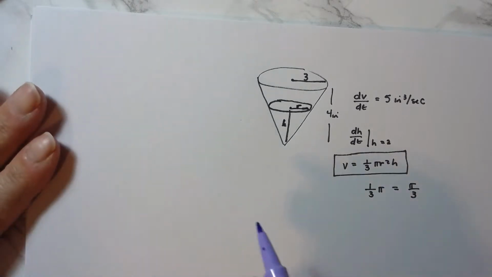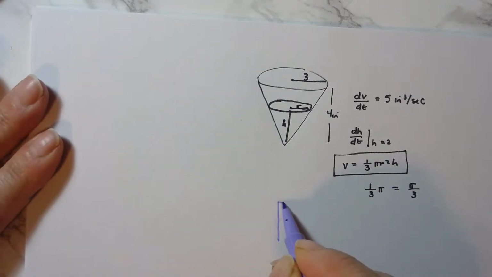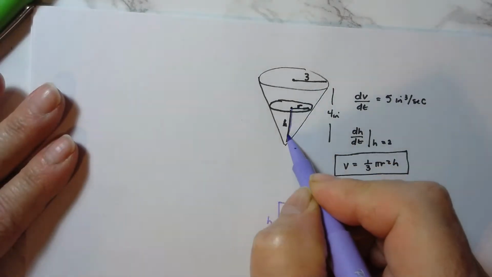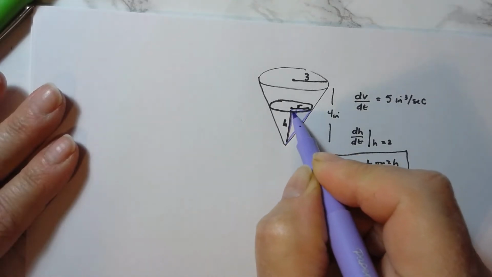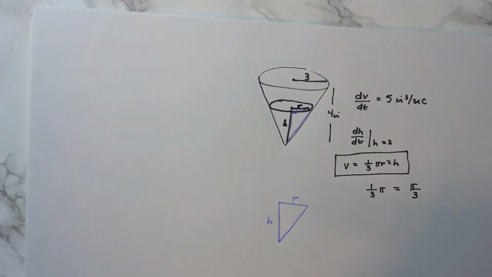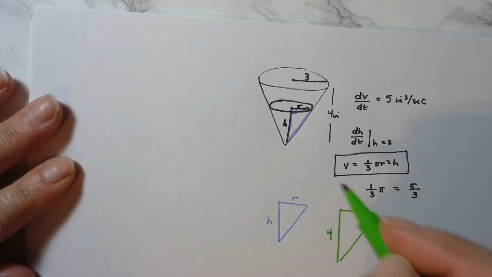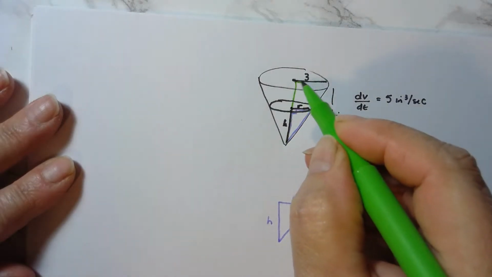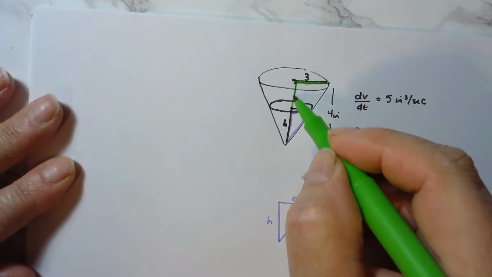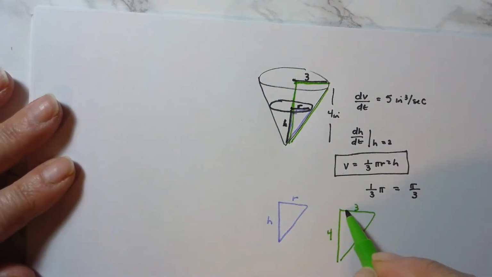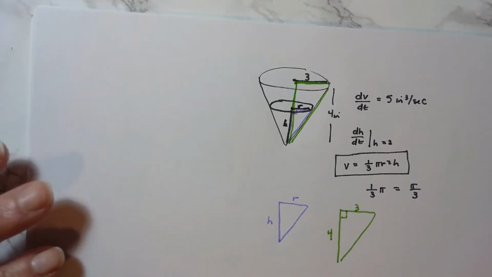Right? So I have this little triangle, r and h. That's this one here. It's a right triangle. And then I have the bigger triangle, which is 3, 4. This is 3, and from here to here is 4, and this is the hypotenuse of the triangle. So these are right triangles.